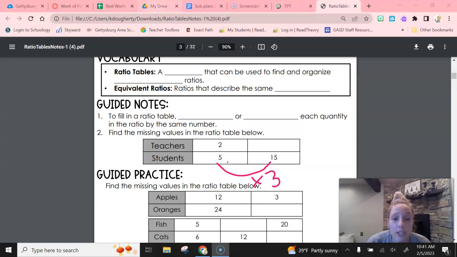Remember, ratios are fractions. So this is the same as 2/5 and blank over 15. Okay, so whatever I do to the denominator, I have to do to the numerator. So now I'm going to take my numerator and I'm going to multiply by 3. Whatever you do to the bottom, you have to do to the top. So what is 2 times 3? You could have said 6. So what this means is that if we increase the number of students to 15, in order to keep that ratio balanced or keep that ratio the same, we have to increase the number of teachers to 6. Okay?